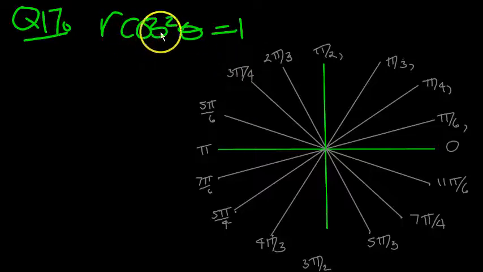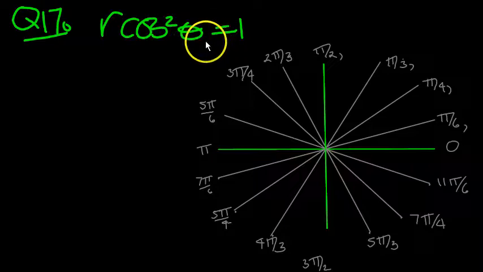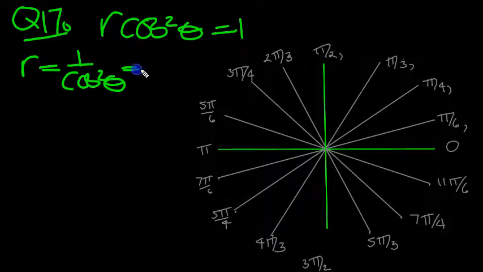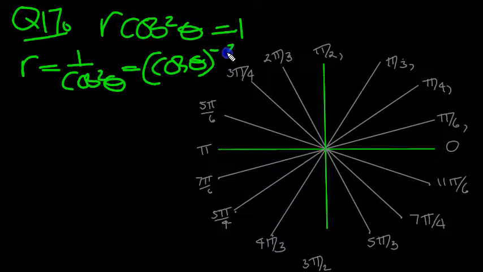Let's have a look at this one then. r cos squared theta equals 1. Right, okay, so let's rearrange this first of all. Moving the cosine squared from times down to divide is 1 over cosine squared theta. And we can write that as cosine theta to the power, just to be clear, minus 2.